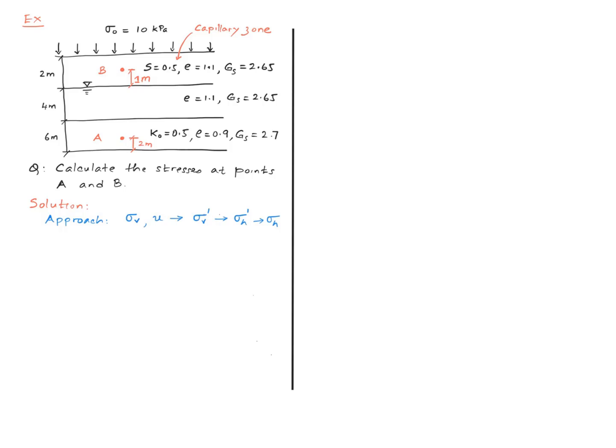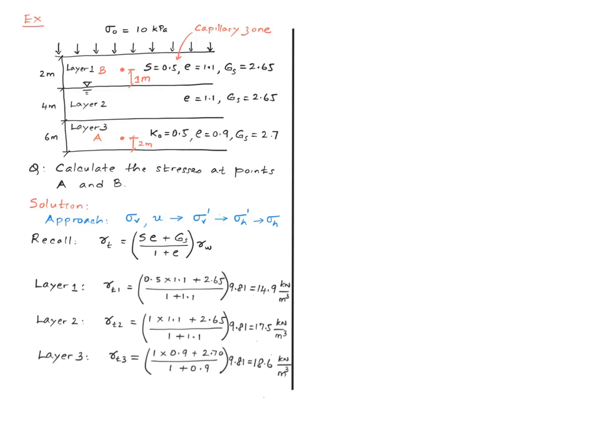So to begin the process, we need the total densities for the three layers. So let's do that first. If you recall, this is the expression we had for the total density, and this expression is valid for both unsaturated soil and saturated soil. If the soil is saturated, all we have to do is to substitute 1 for the degree of saturation. So here are the calculated values for the total densities.